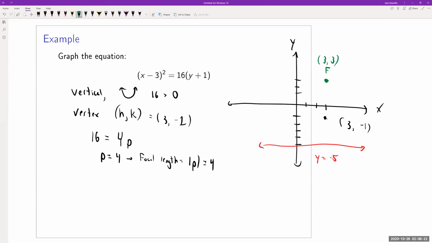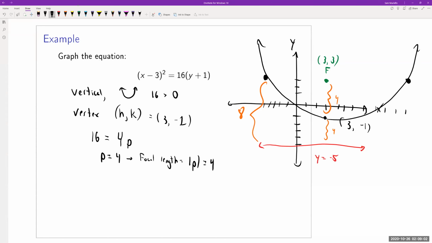Now, to give us an extra point to graph, we're going to note this. This distance is 4, and this distance is 4, which means that the distance up equal to the focus would have to be 8. Therefore, we can go left and right by 8 to find 2 extra points on the parabola. So we'll need to go left here, 1, 2, 3, 4, 5, giving us this point, and then right 8 here, 1, 2, 3, 4, 5, 6, 7, 8, giving us this point here. We'll just go ahead and connect the dots from there.